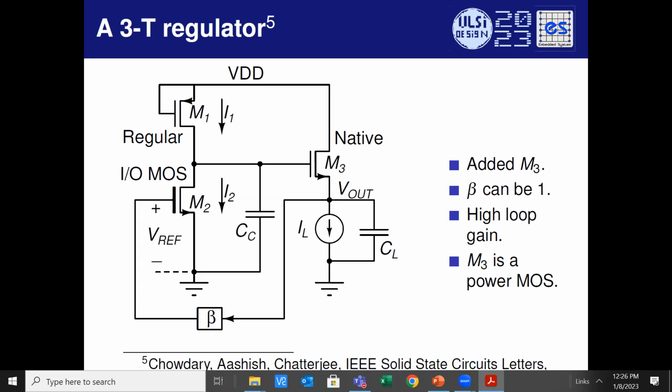It's fundamentally stable because there's only one pole in the system. So no further compensation is required, no dominant pole compensation, no Miller compensation. It works for any load capacitance. And all you have to do is size M3 to provide the requisite current. So we made it as large to provide 10 milliamperes. That's fine. You can have a bigger one to provide as much current as you want in the load. So what's happening over here?